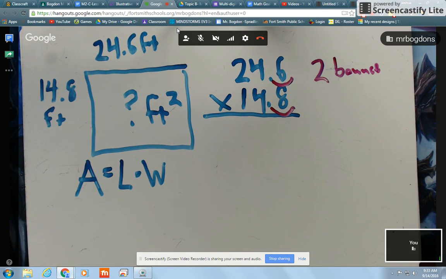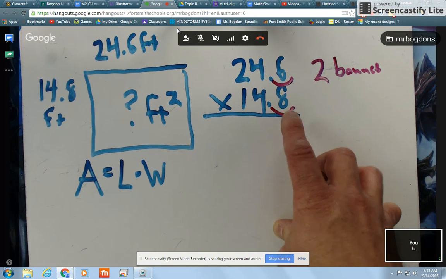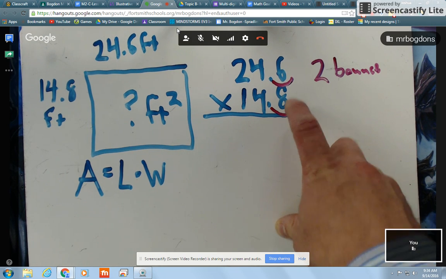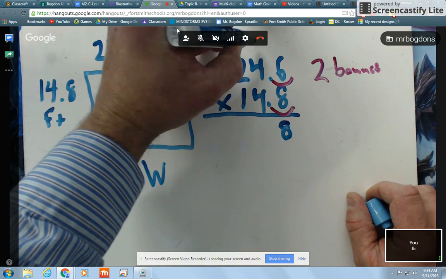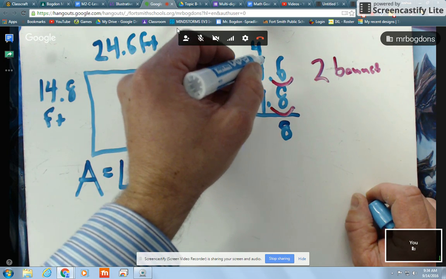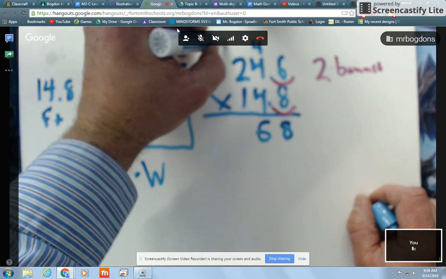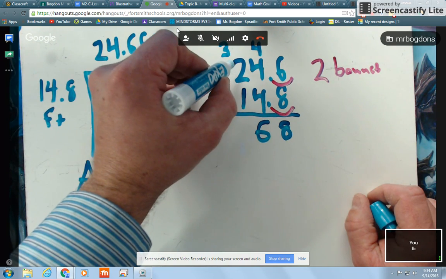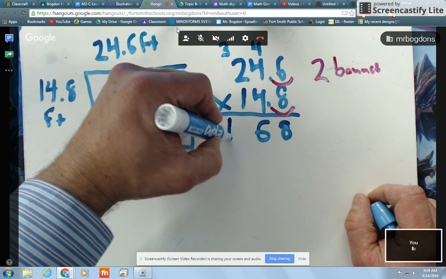Okay, so now we're multiplying a whole number times a whole number. This is a skill that we've done for several years now. I can divide this into 3 partial products using the standard algorithm. What is 8 times 6? 48. I'm going to regroup my 4. 8 times 4? 32 plus 4. 36. Regroup my 3. 8 times 2, 16, plus my 3? 19.